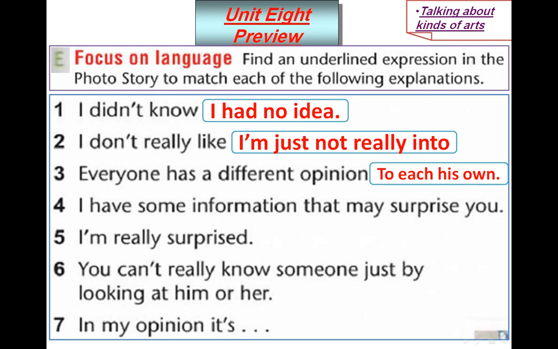Number four, I have some information that may surprise you. When I have some information that may surprise any person, what does surprise mean? يفاجئ. So I have some information that may surprise you. عندي بعض المعلومات ممكن تفاجئك. So what can I use? I can use believe it or not.